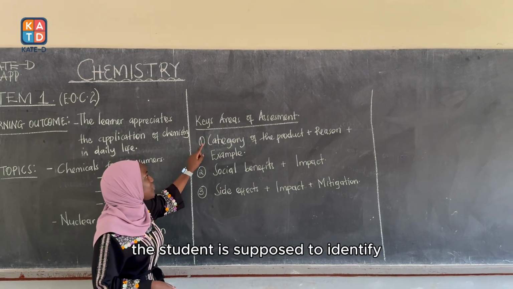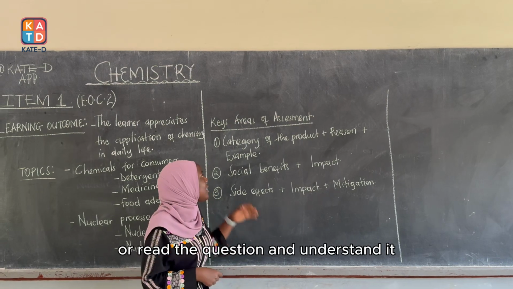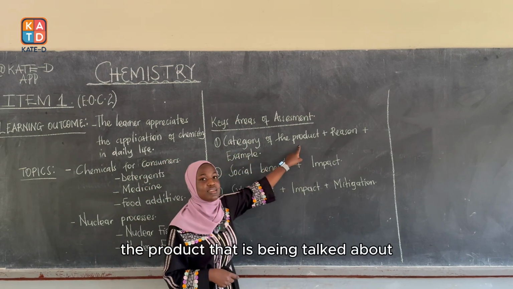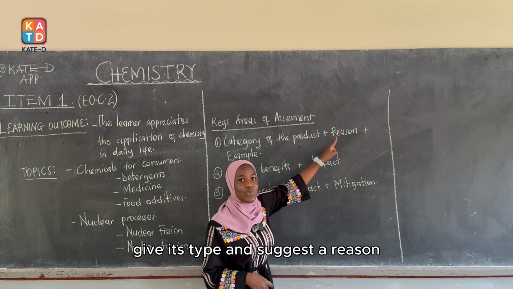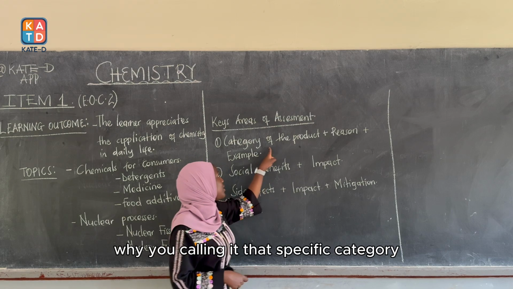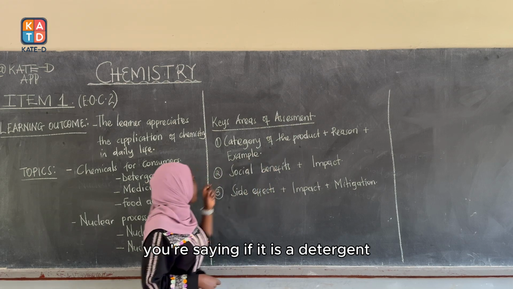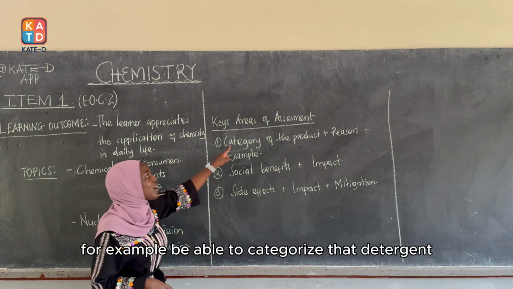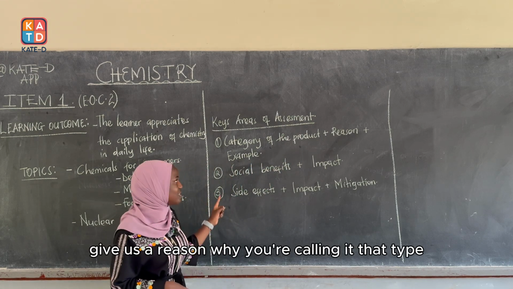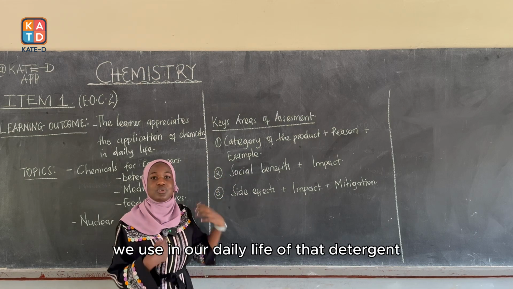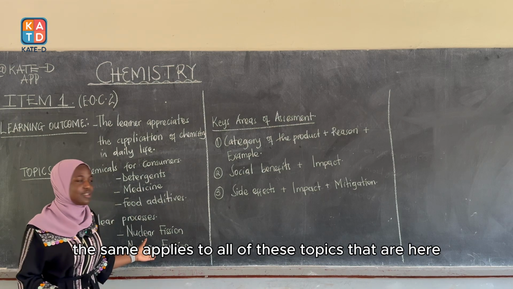The student is supposed to identify, read the scenario or the question and understand it, and be able to categorize the product being talked about, give its type, and suggest a reason why you're calling it that specific category, and then give us examples of that substance. If it is a detergent, for example, be able to categorize that detergent, give us a reason why you're calling it that type, and give us some examples we use in our daily life. And the same applies to all of these topics.